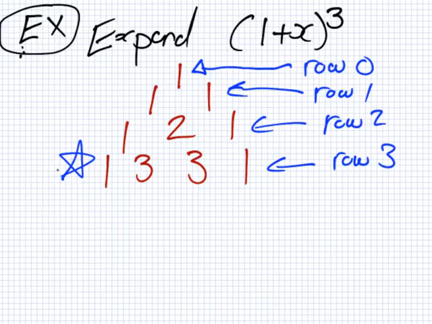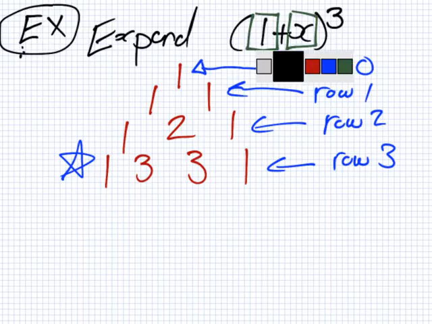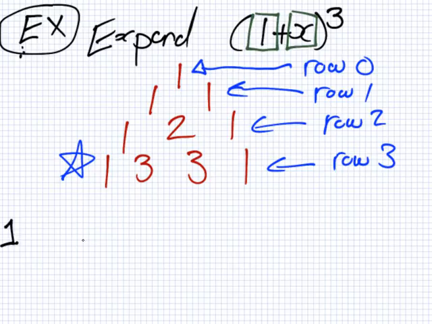Now, what we do next, we make sure we know what the two parts are in our binomial. The first part is 1 and the second part is x. And then we start here. We write down these 4 numbers: 1, and leave a bit of a space, then 3, space, 3, space, 1, space.